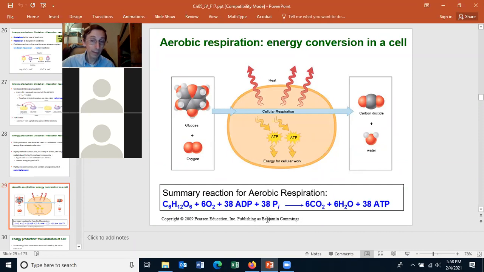We say it's a summary because there is a large number of reactions that occur in aerobic respiration. And not only are there chemical reactions occurring in aerobic respiration, but there are also physical reactions occurring. Any questions about that? You should know this reaction.